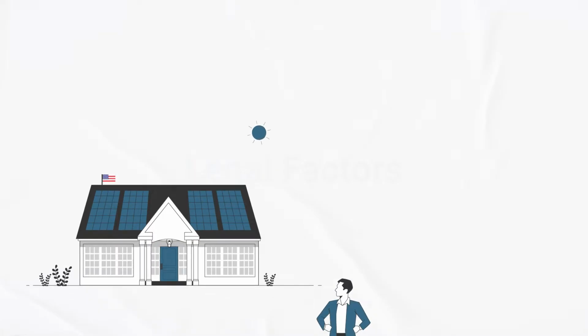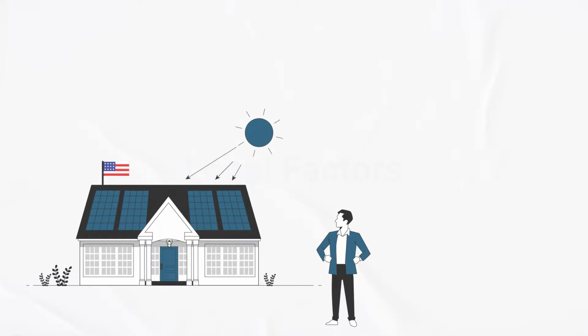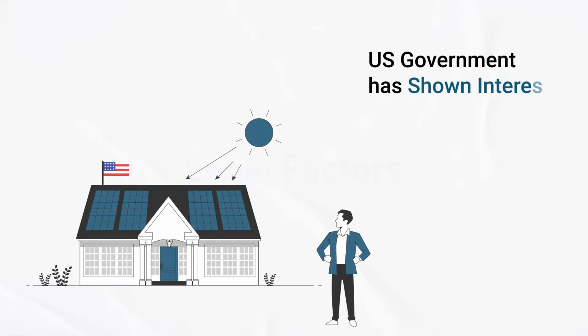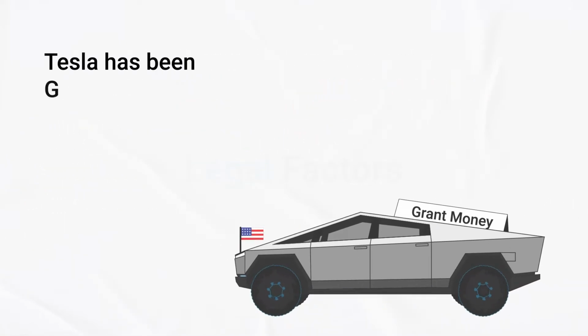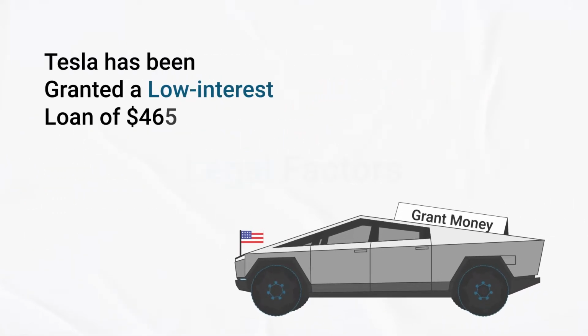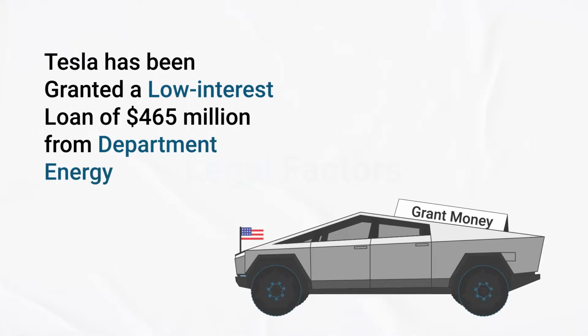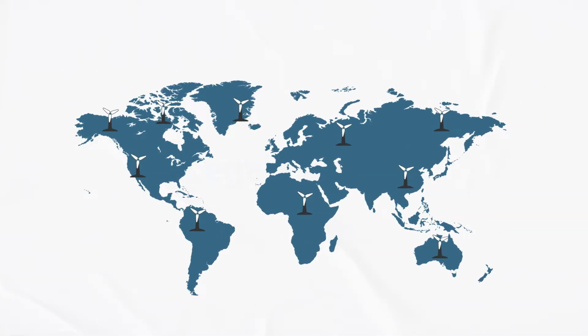This part will identify the impact of government on Tesla and its business and other endeavors. The US government has shown interest in renewable energy and electric cars. Tesla has been granted a low interest loan of $465 million from the Department of Energy, and there is a new global agreement in favor of renewable energy.